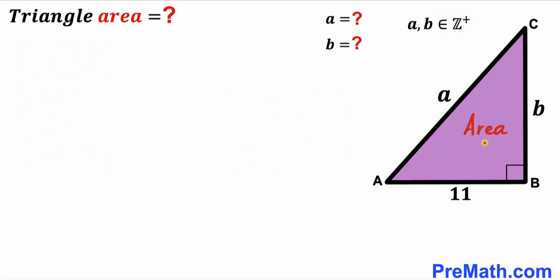And eventually we are going to calculate the area of this right triangle ABC once we have figured out our a and b values.